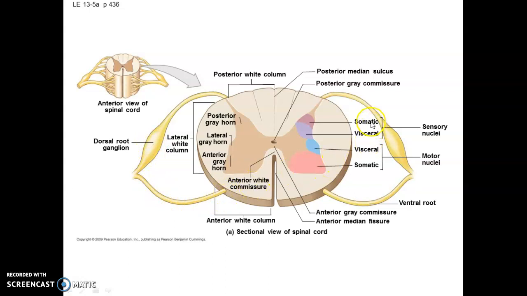This talks about the somatic and visceral sensory coming in through the posterior root and then going out as motor from the ventral root. So remember, motor is on the ventral root, sensory coming in on the dorsal root, which is sensory coming in is afferent and motor going out is efferent, like we've talked about before.